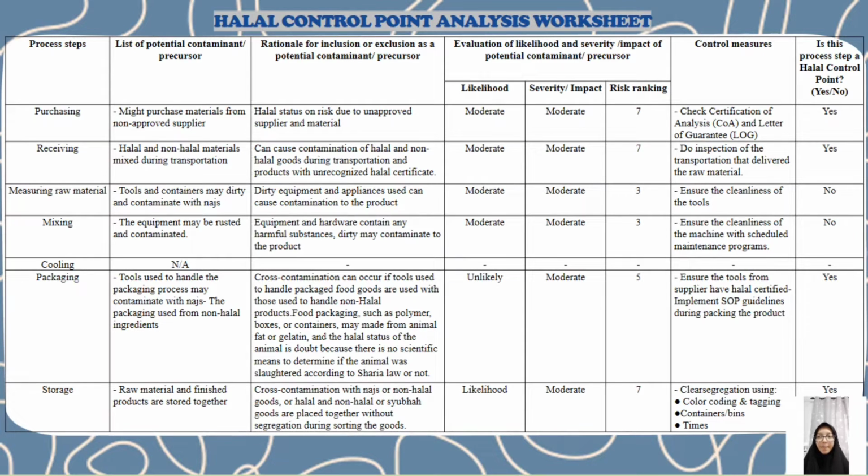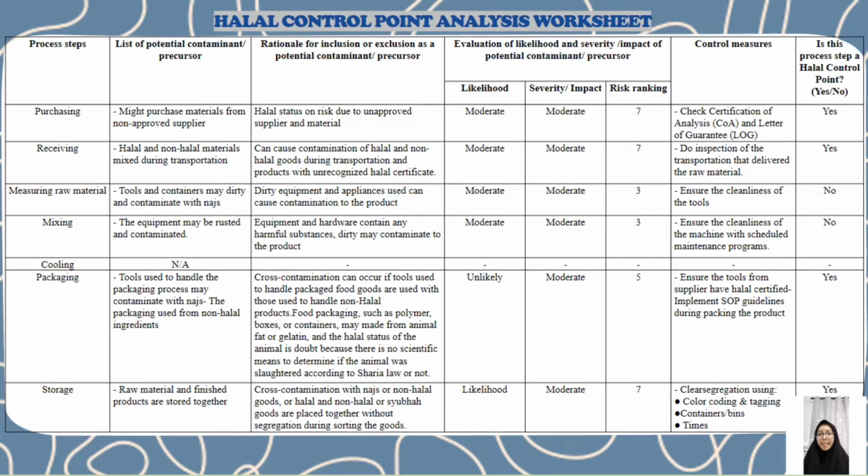The third HCP is during measuring the raw material. Tools and containers may be dirty and contaminated with najis. Dirty equipment and appliances used can cause contamination to the product, so the staff must ensure the cleanliness of the tools. Next, during the mixing process, the equipment may be rusty and contaminated. Equipment and hardware may contain harmful substances. Dirt may contaminate the product, so they must ensure the cleanliness of the machine with a scheduled maintenance program.